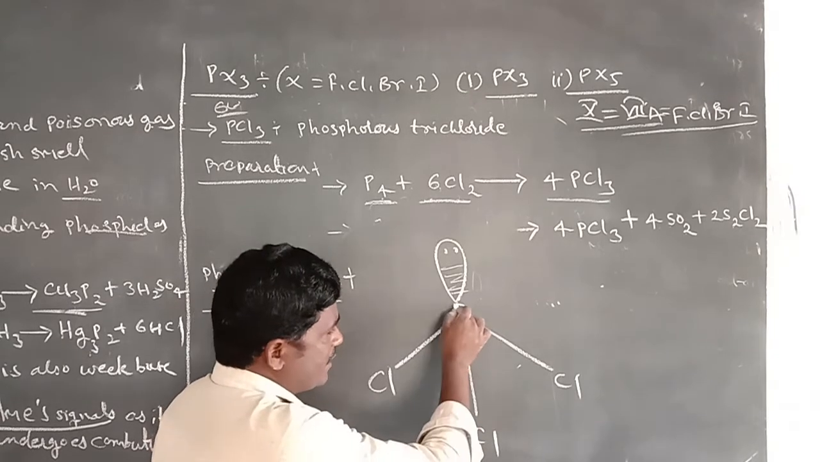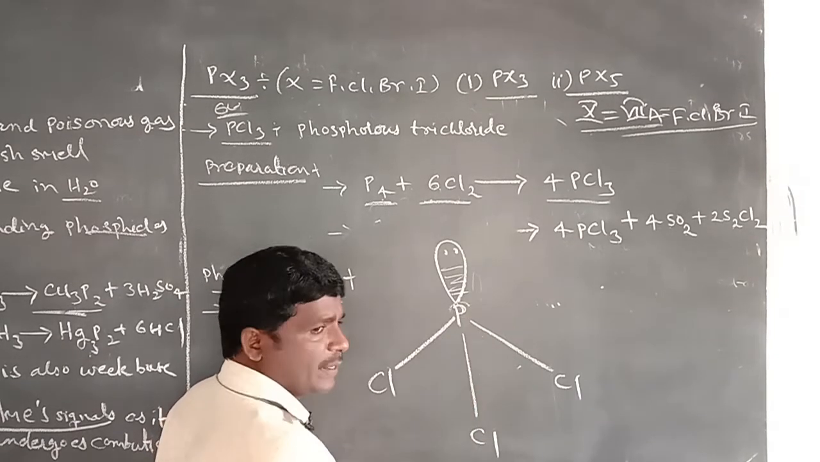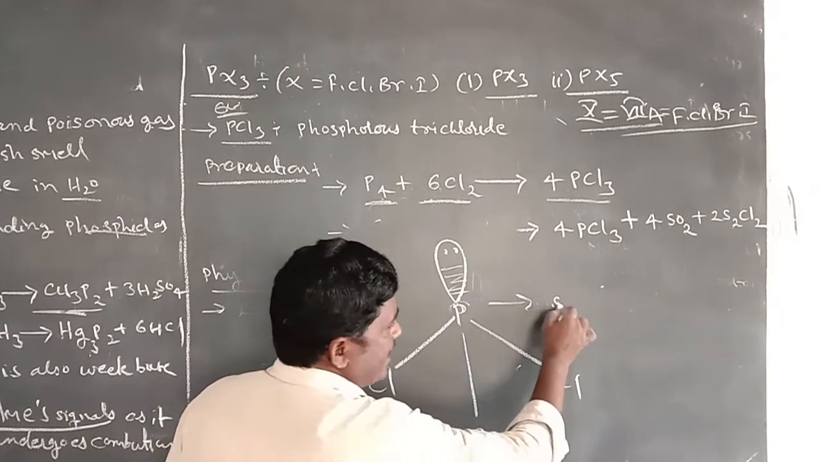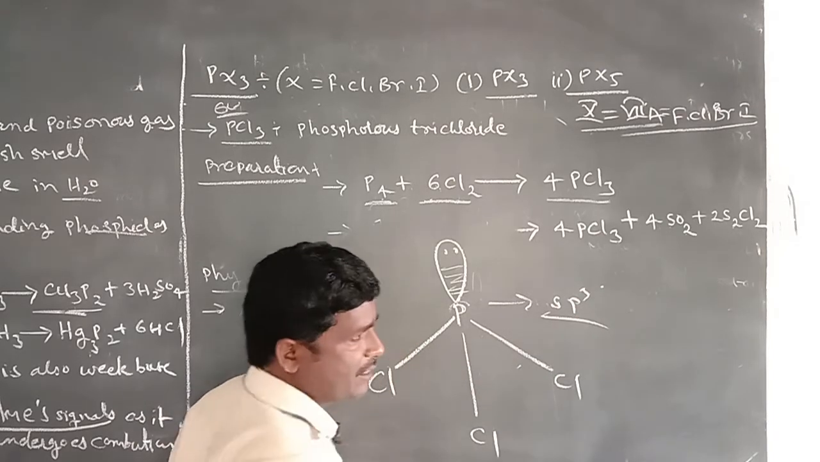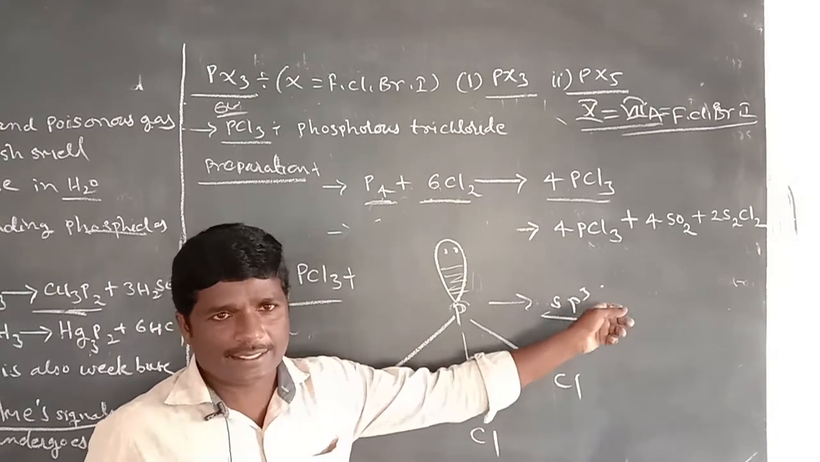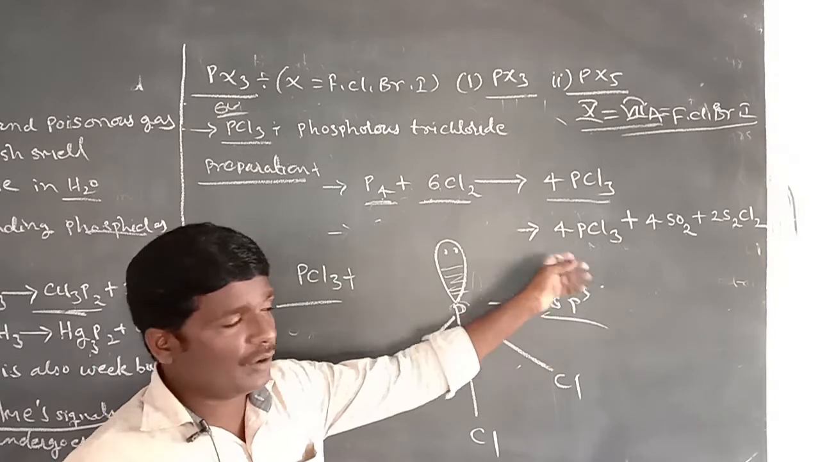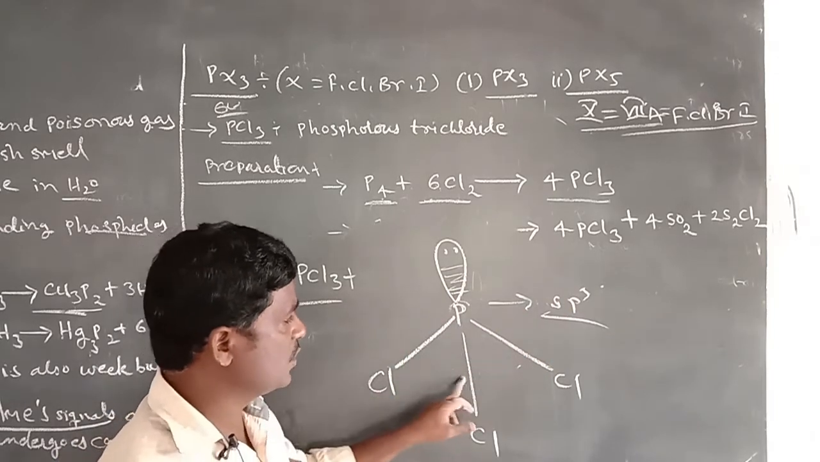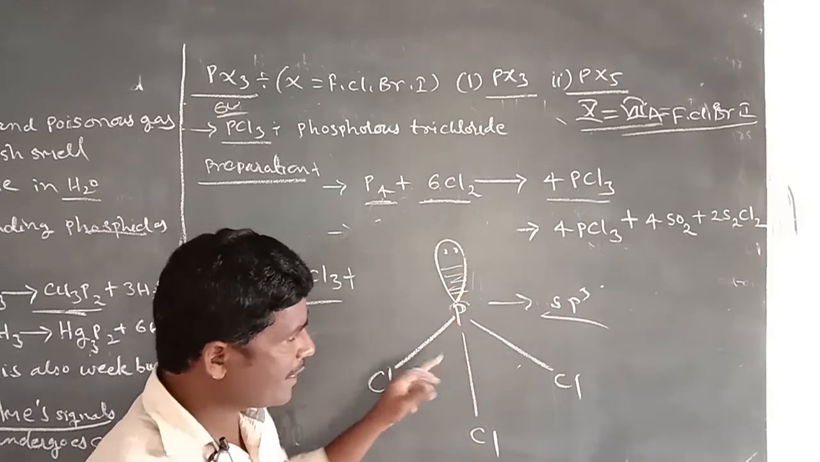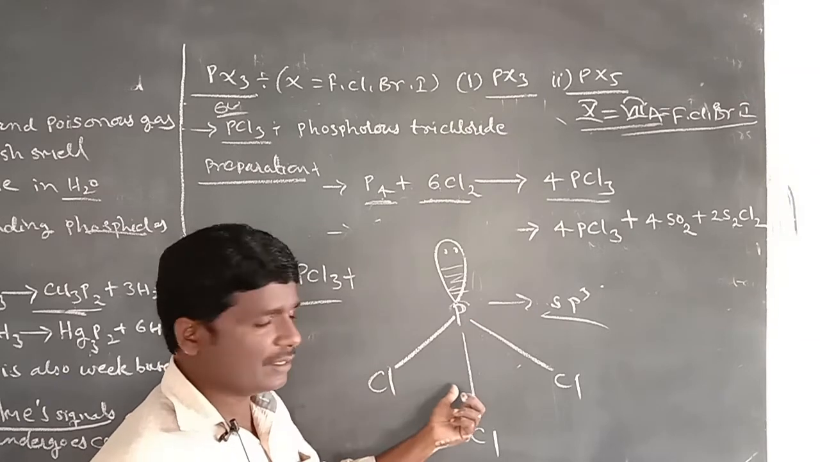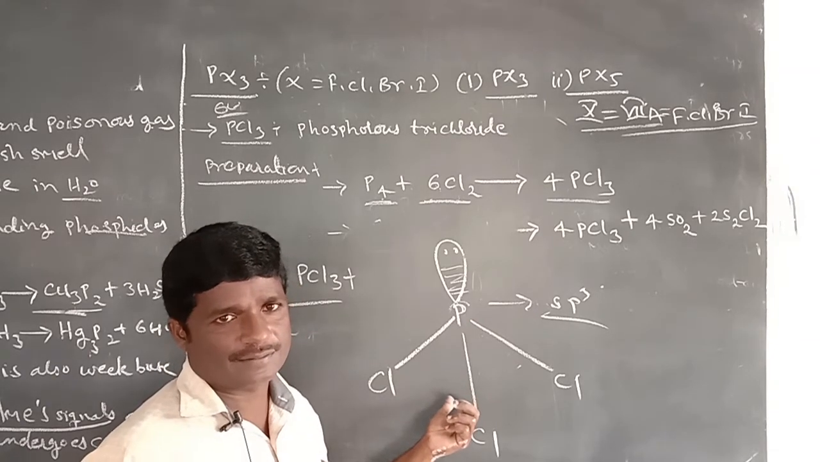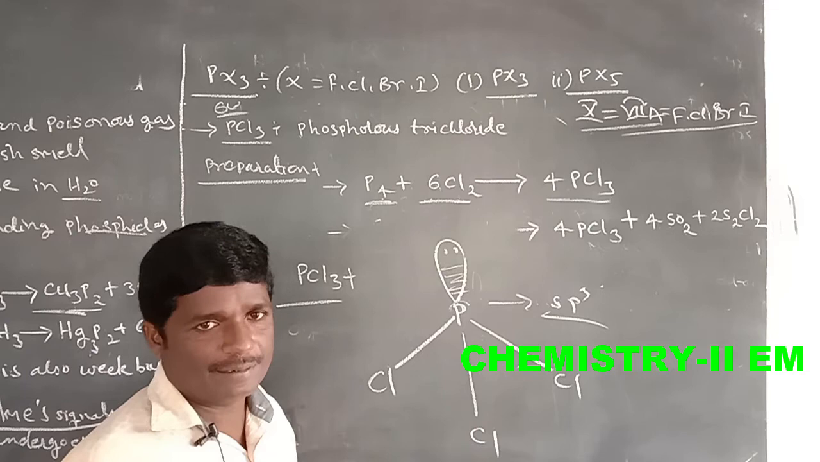Phosphorus is the central atom and undergoes sp3 hybridization. One s orbital and 3 p orbitals give 4 sp3 hybrid orbitals: 1, 2, 3, 4. With these 4 sp3 hybrid orbitals, it exists as a pyramidal structure.